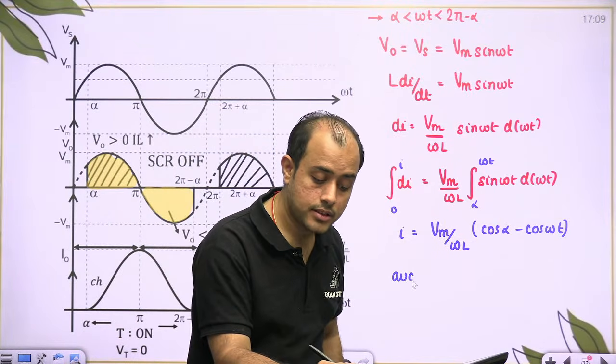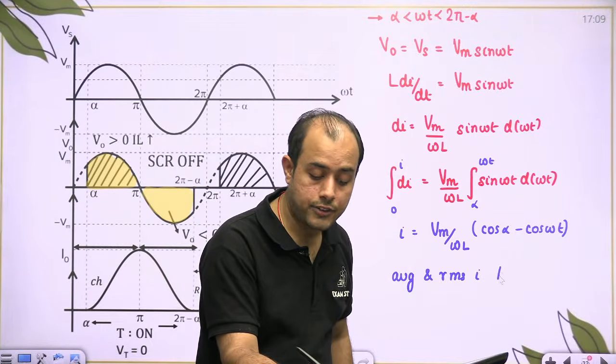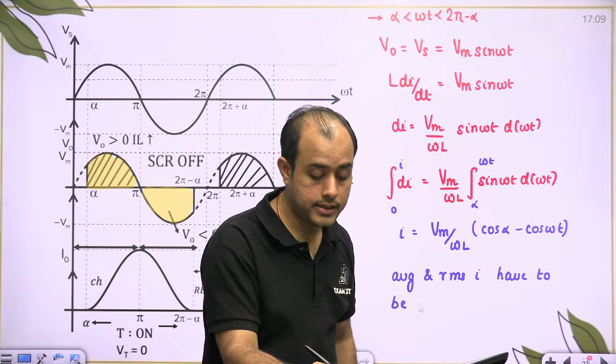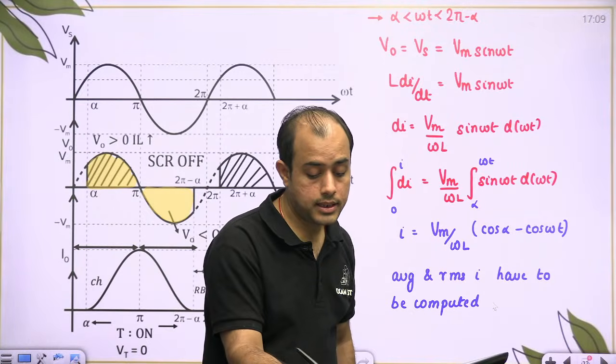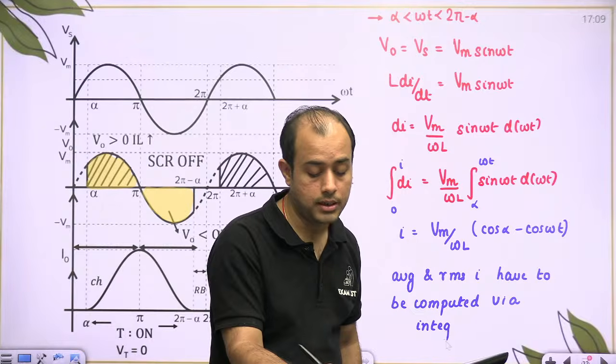Average and RMS current have to be computed by integration. This is the current function. ठीक है, एवरेज और आरएमएस आपको इंटीग्रेट करके निकालना होगा.